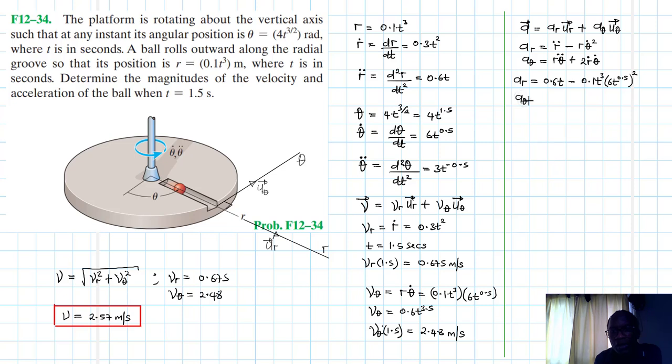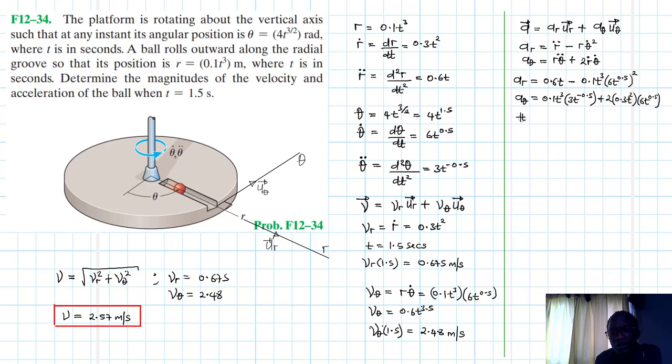Then we have A theta, R double dot. R is just 0.1 t cubed, and then double dot is 3t to the power minus 5, plus 2 R dot, which is 0.3 t squared, and then theta dot is 6t to the power 0.5. Okay.